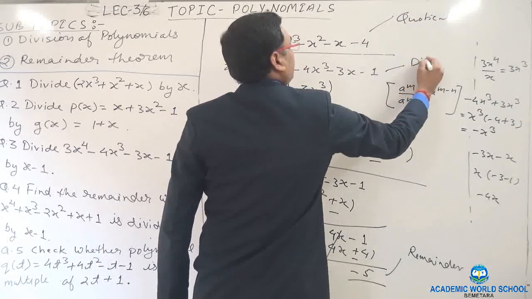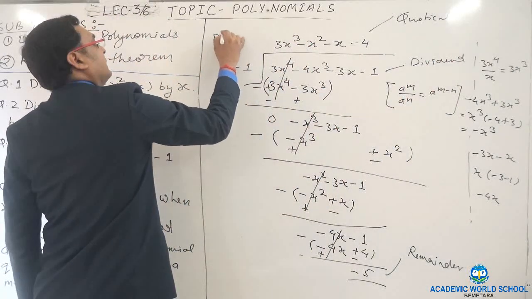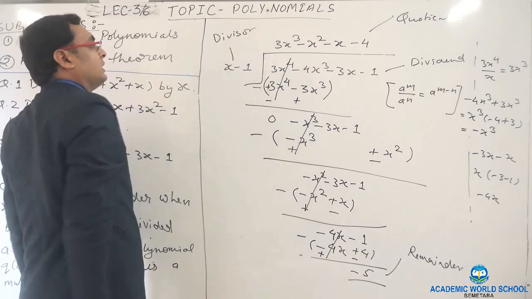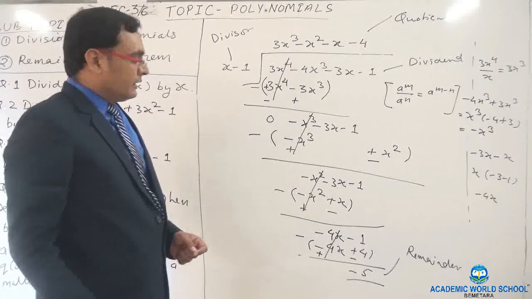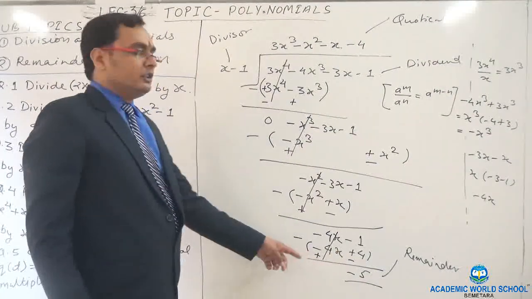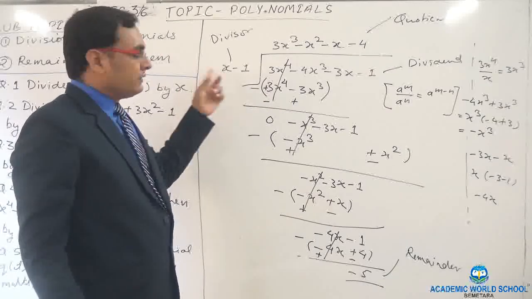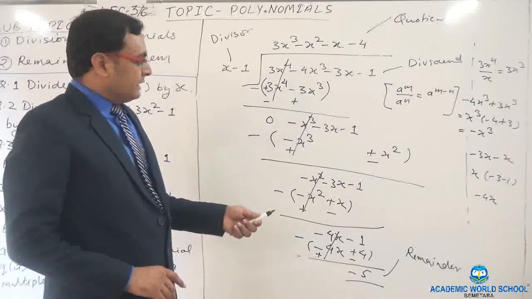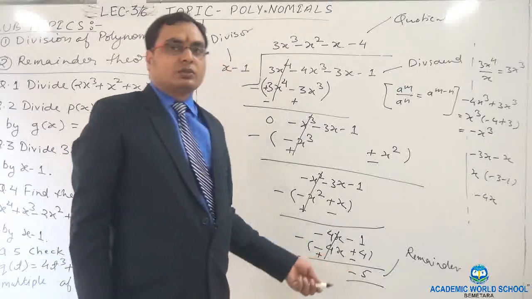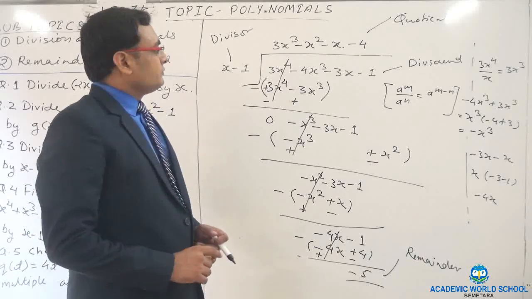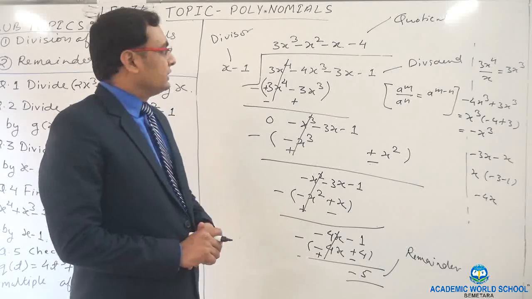This part is our dividend and this is our divisor. Always remember the degree of the remainder will be less than the degree of the divisor. Here the power of the divisor is 1, power of the remainder is 0, so our division stops. So this is the long division process of dividing polynomials.